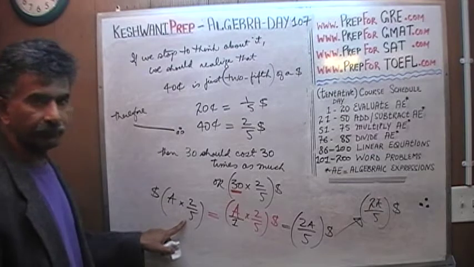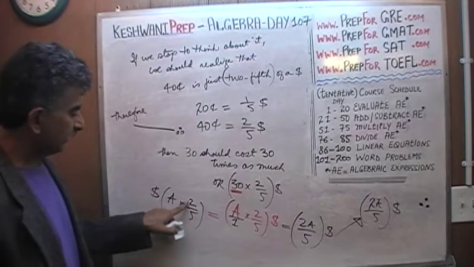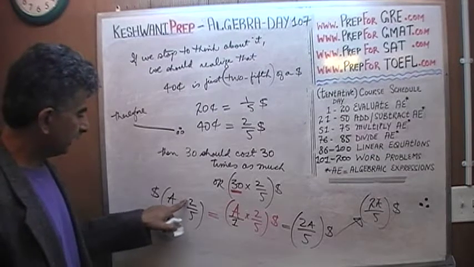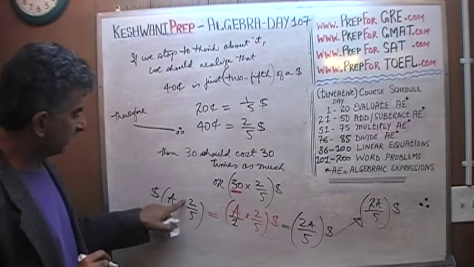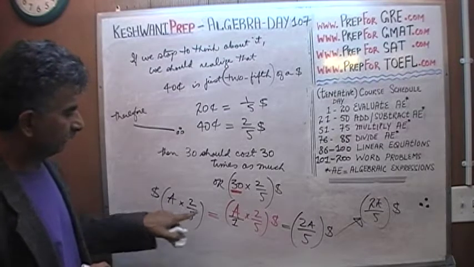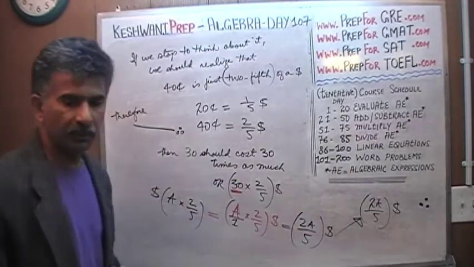Because 2/5 is the price of one apple, and since we are buying A of them, it's A times 2/5. If you are buying 3 of them, it will be 3 times 2/5. If you are buying 10 of them, it will be 10 times 2/5. Because one of them costs 2/5 of a dollar, A of them should cost A times 2/5, which is the same as 2A over 5, which is what we got earlier.